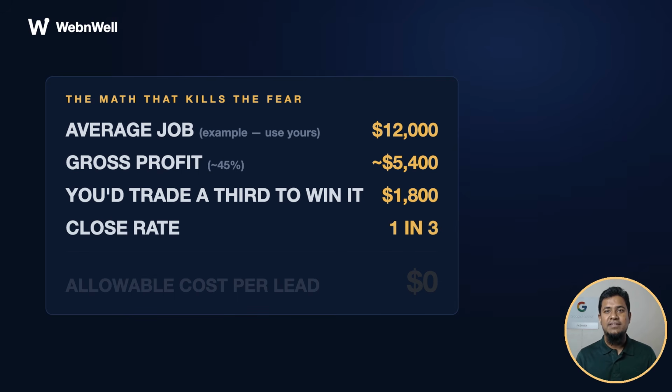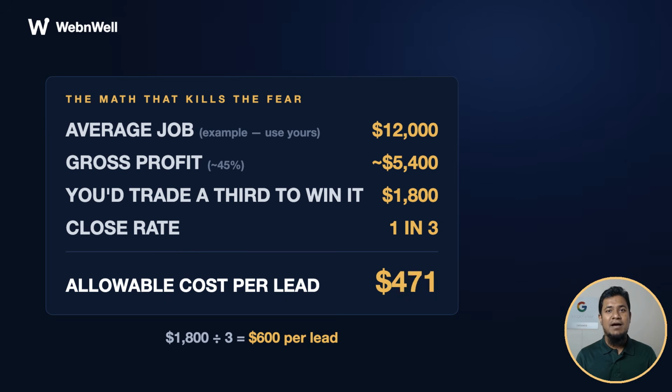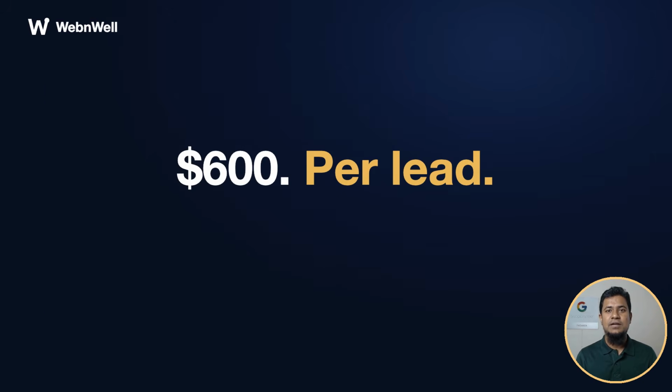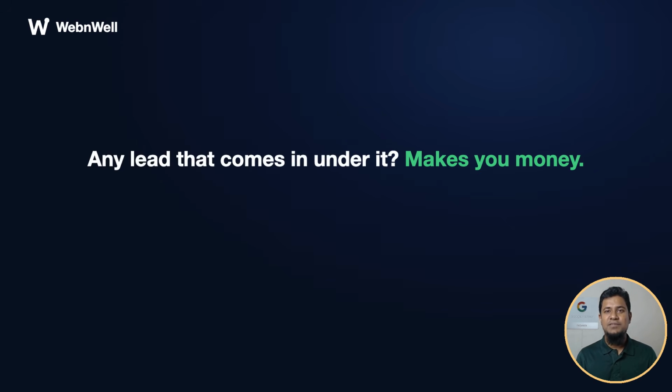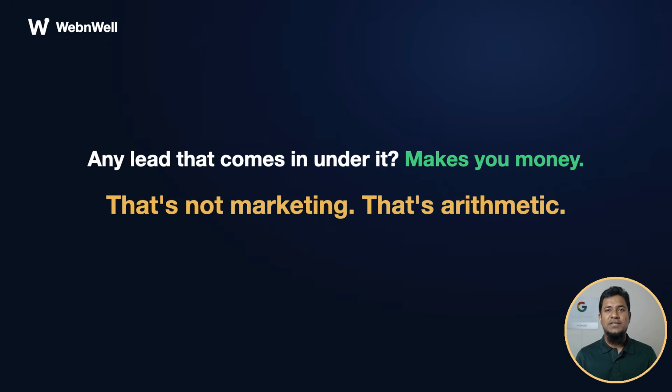Count your last 10 if you're not sure. 1,800 divided by 3. You can pay up to $600 per lead and still make money on every single job. $600 per lead. Write your version of that number down, because once you have it, ads stop being a gamble. Any lead that comes in under it makes you money. That's not marketing, that's arithmetic.